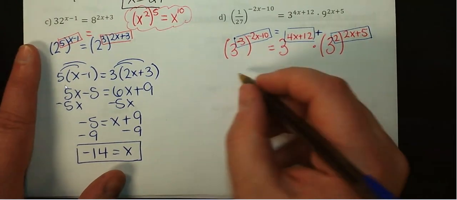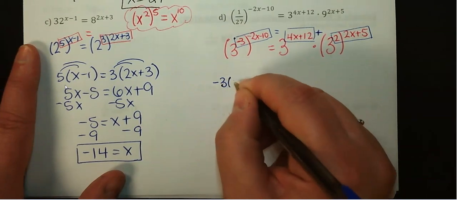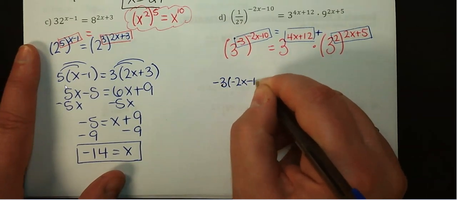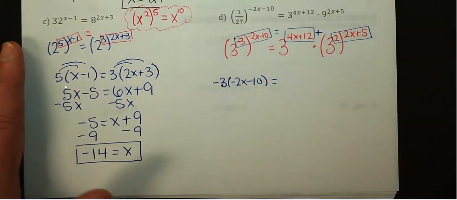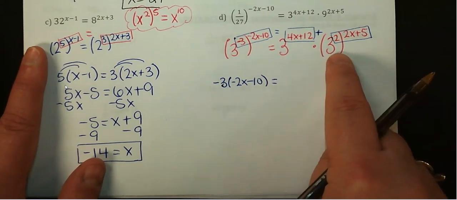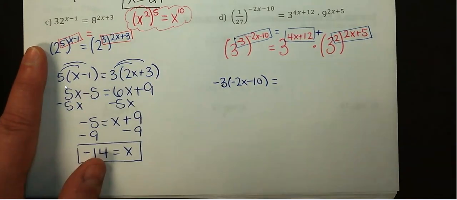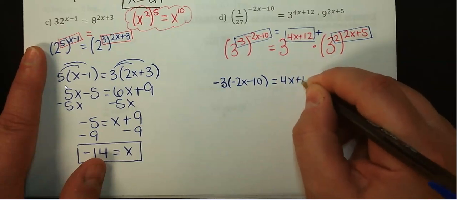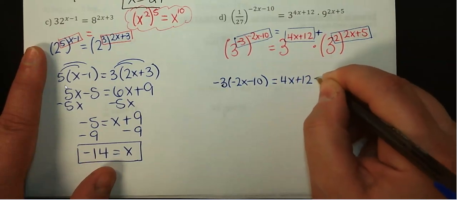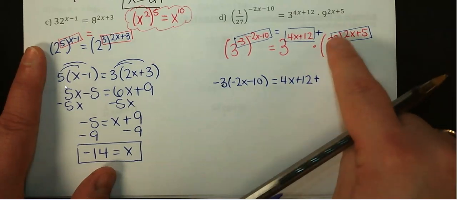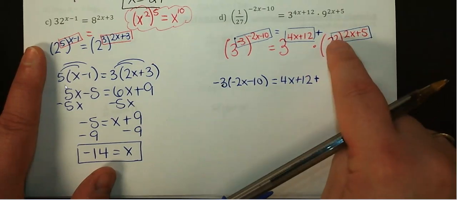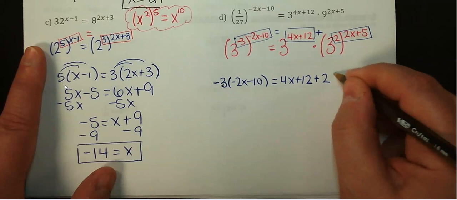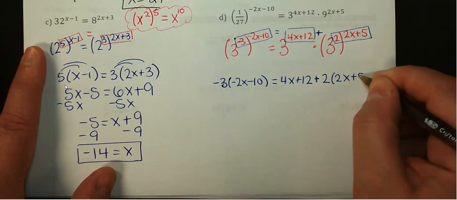So on the left side, you'd have negative 3 times your exponent, which is negative 2x minus 10. On the right side, since I'm multiplying like bases, I'm going to add these exponents together. So the exponent on that first term was 4x plus 12. And I'm going to add to that. Now the other one, I had to rewrite 9 as 3 squared. So I do have a power to a power here. So we have 2 times 2x plus 5.